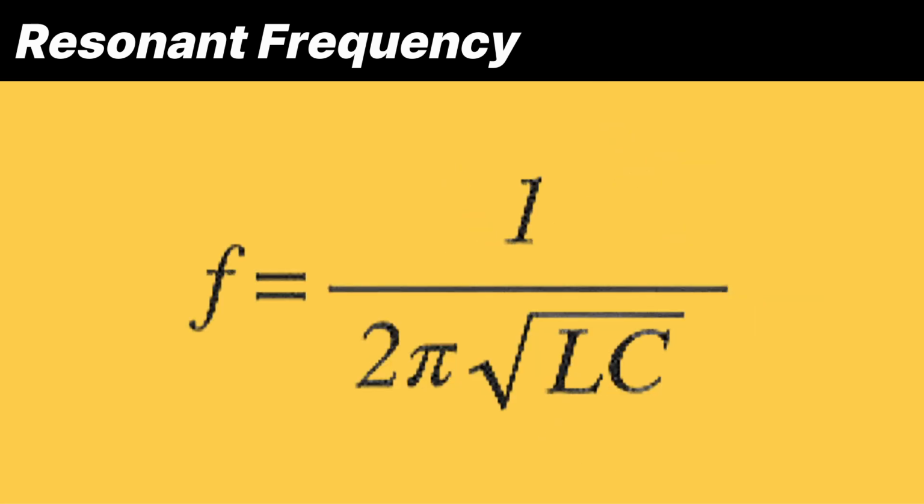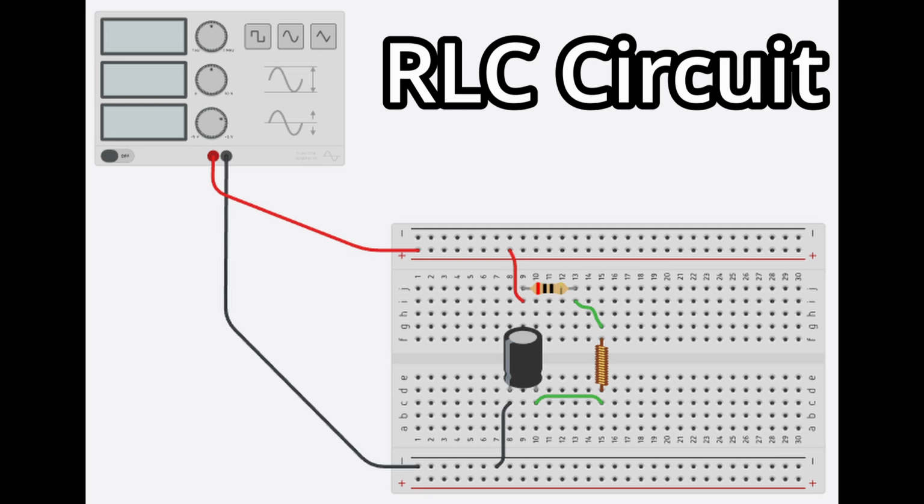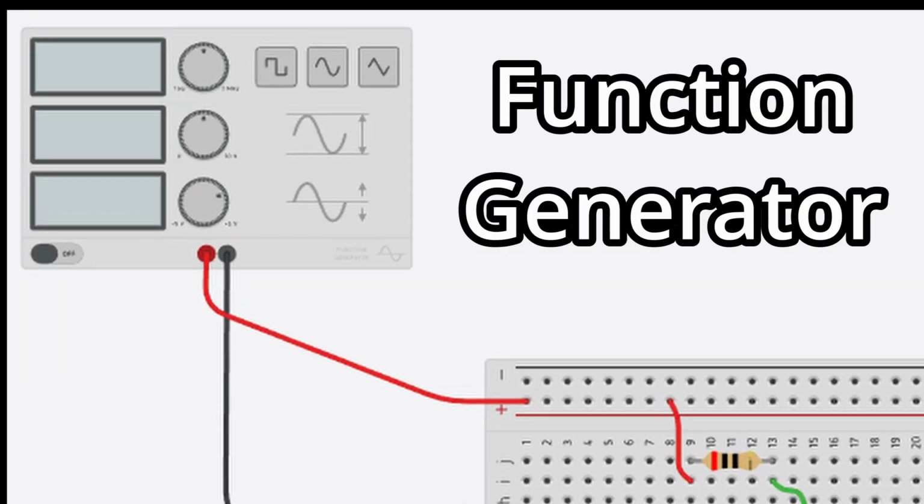Resonant frequency uses the following formula. Here, L stands for inductance and C stands for capacitance. To make it easier to understand, let's look at an RLC circuit together. This is a function generator. This component plays the role of the person pushing the swing.